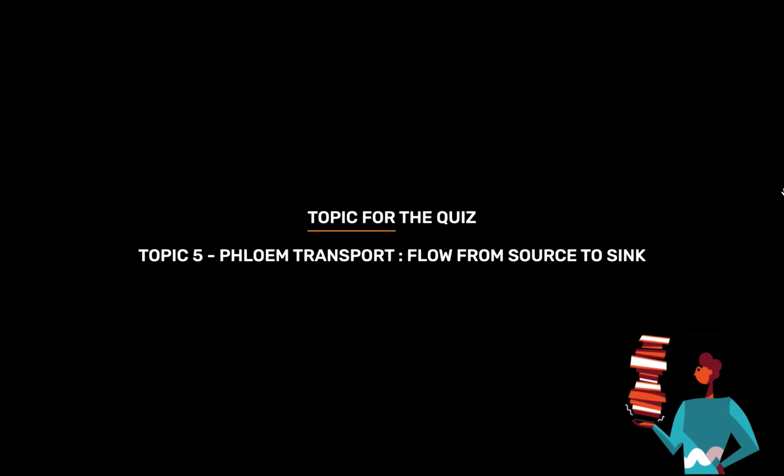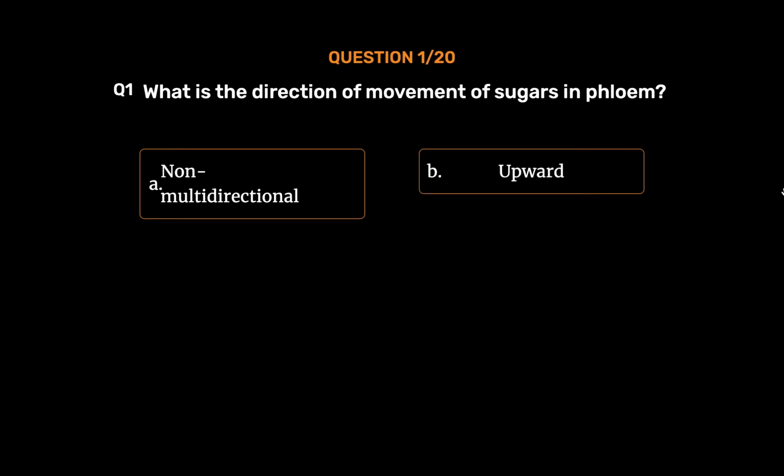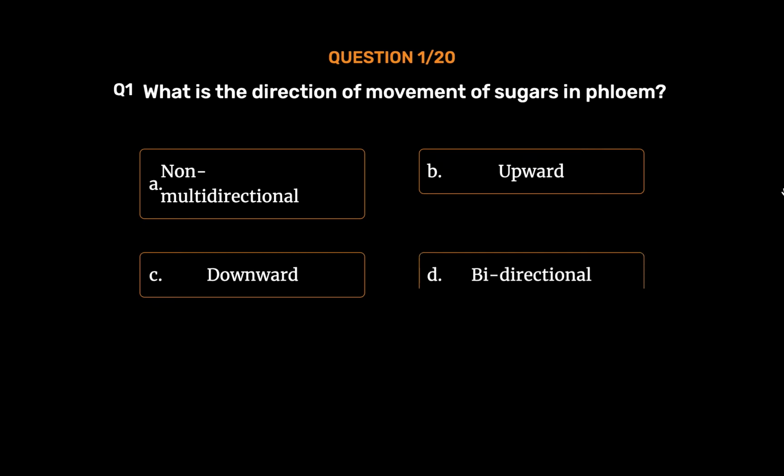Topic for today's quiz is Topic 5, Phloem transport, flow from source to sink. Question number 1. What is the direction of movement of sugars in phloem? Option A, non-multidirectional. Option B, upward. Option C, downward. Option D, bidirectional. The correct answer is Option D, bidirectional.